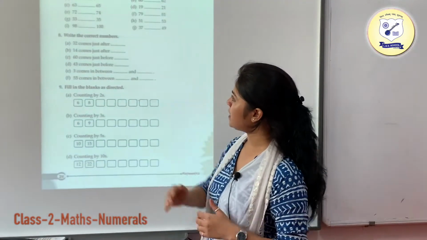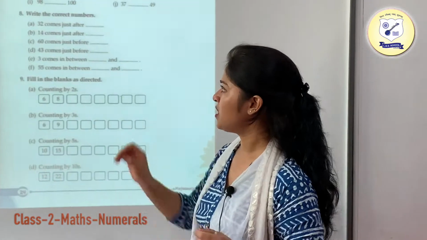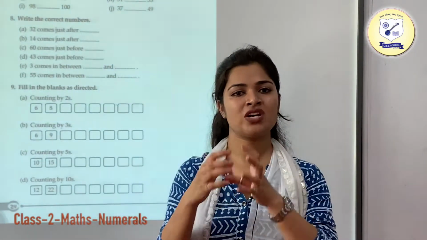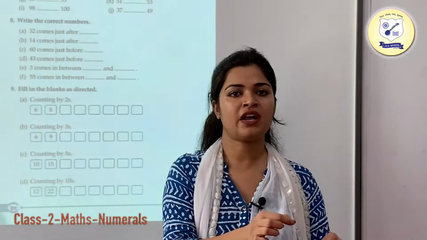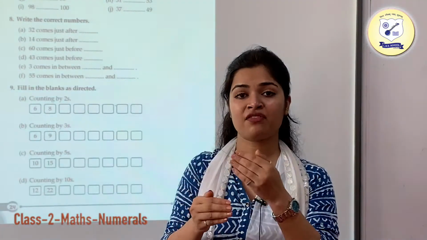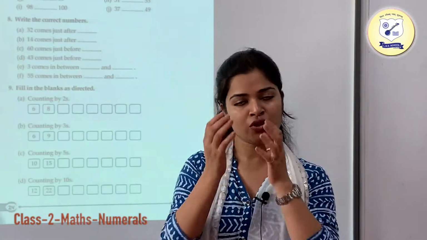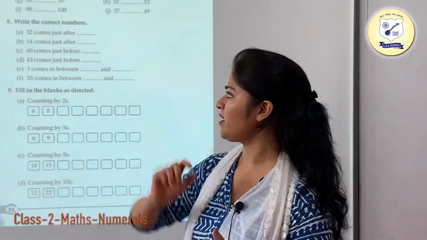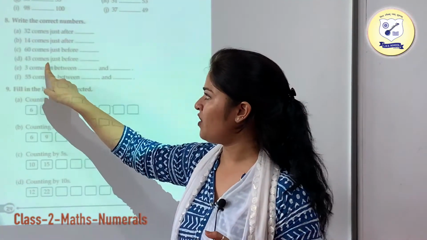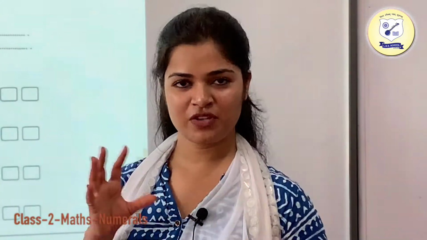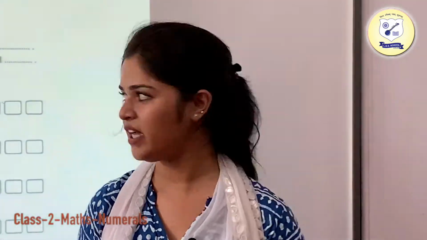Now question number 8 is write the correct numbers. 32 comes just after what? 31. Okay. This is a question for you that you need to tell the number after which 32 comes. So the number after which 32 comes is 31. So you need to write 31 in this. 43 comes just before what number? So 43 comes just before 44.